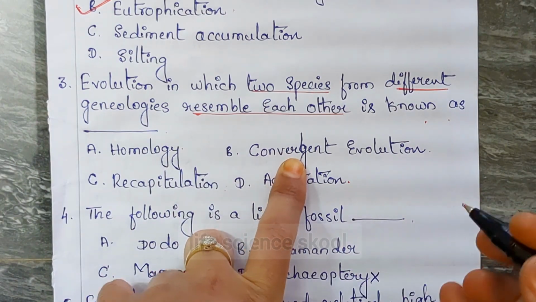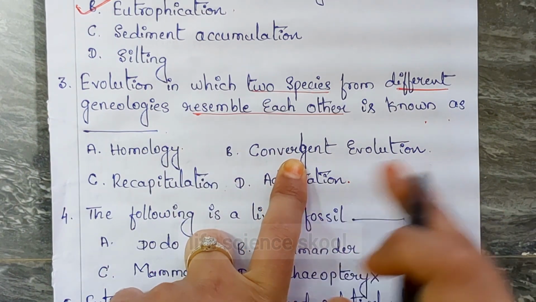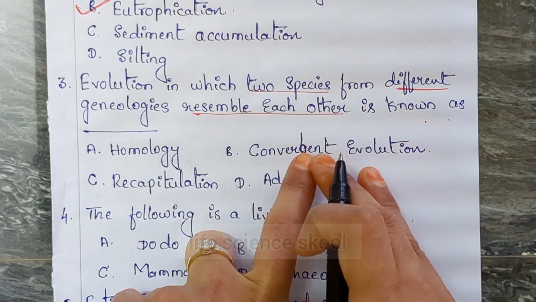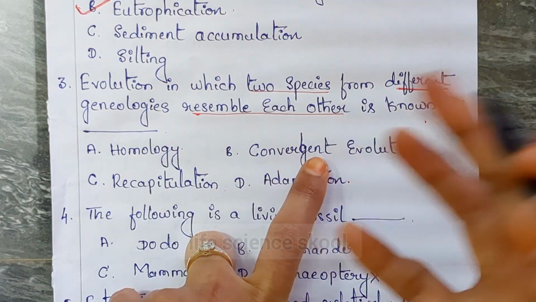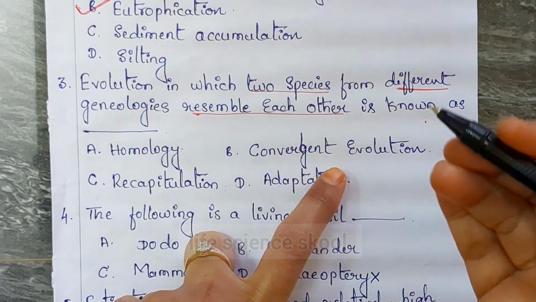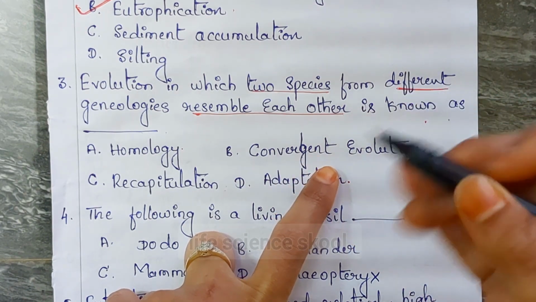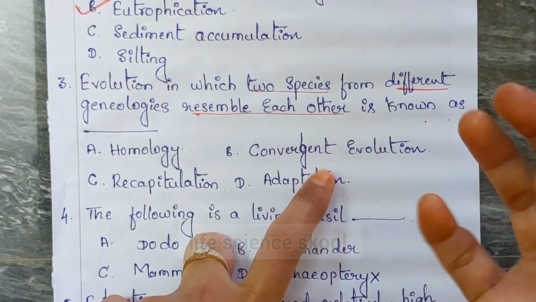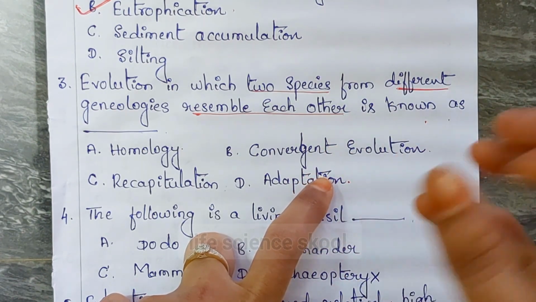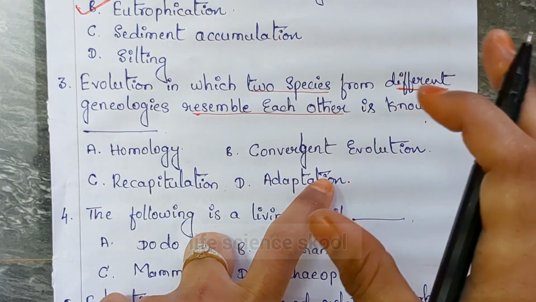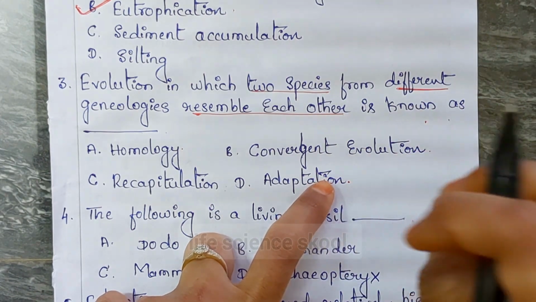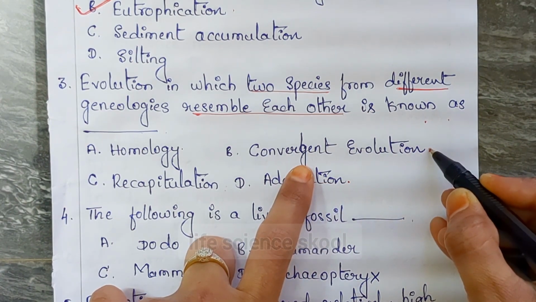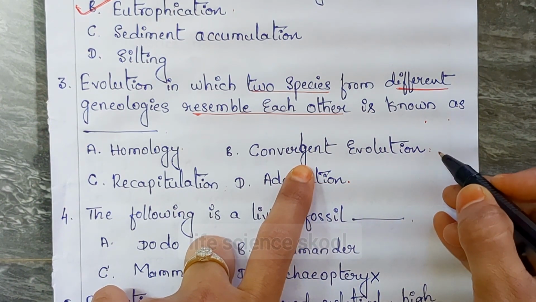Convergent evolution means when two different species that do not share a common ancestor develop similar traits or similar characters. For example, the wings of birds and bats are modified limbs that have a similar function, flying. They are using those wings for flying, but they are of different origin. Those organisms show convergent evolution.